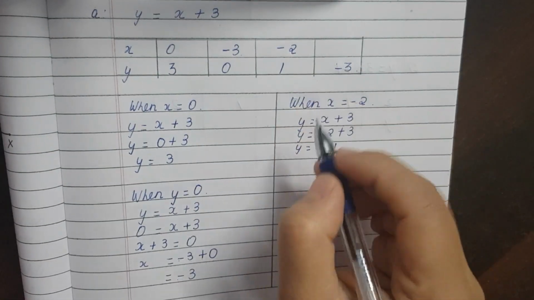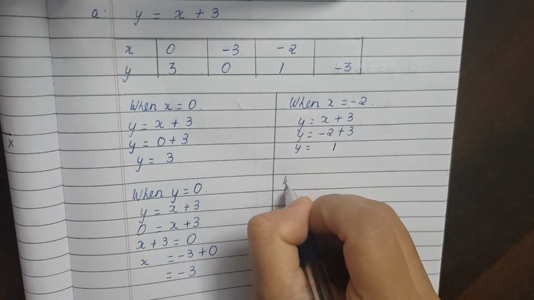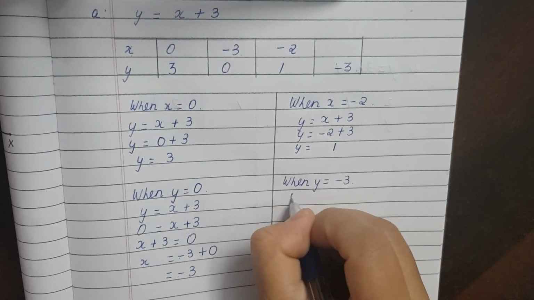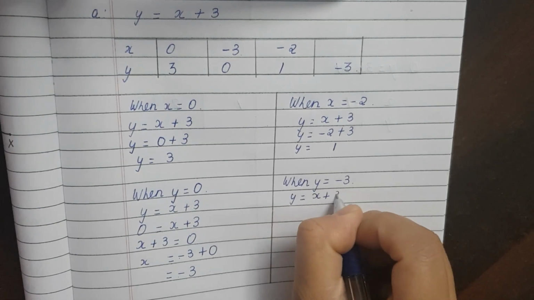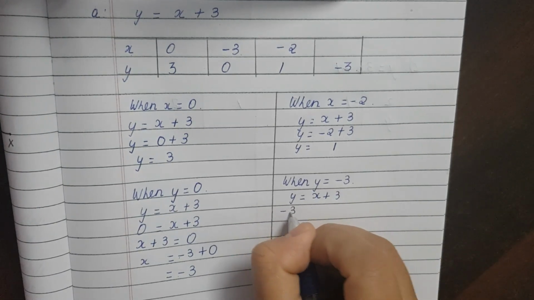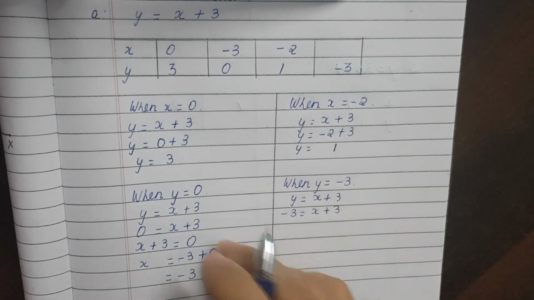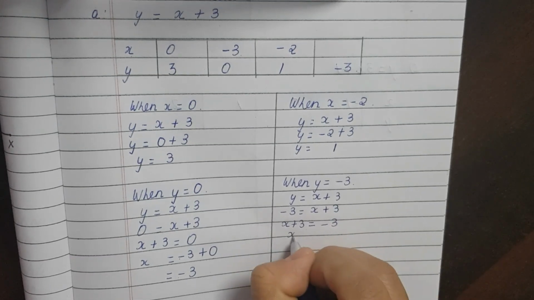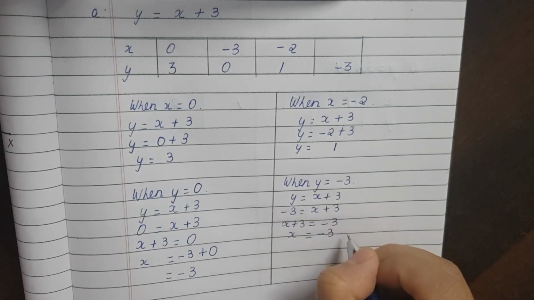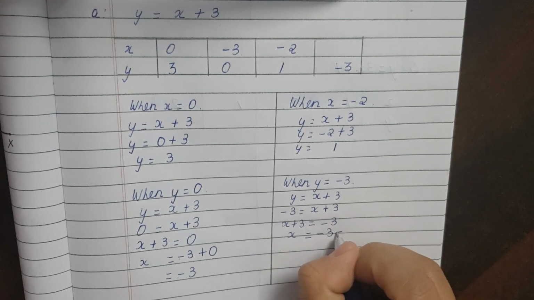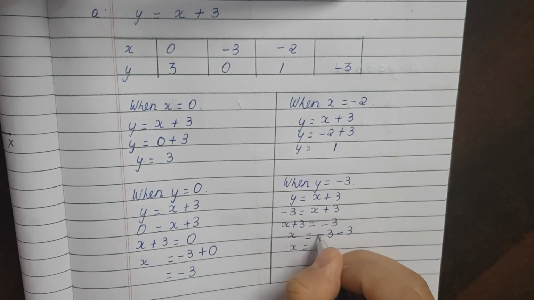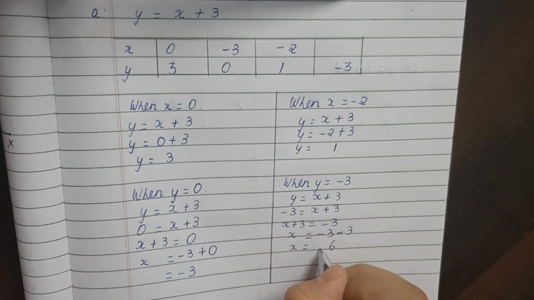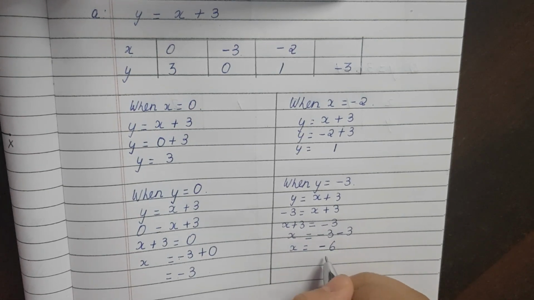Okay, so the next one is when y is equal to minus 3. So the equation is y is equal to x plus 3. So minus 3 is equal to x plus 3. So first let's interchange and write it: x plus 3 is equal to minus 3. So x is equal to minus 3, this plus 3 goes to the right hand side and becomes minus 3 again. So x is equal to, both are minus, so what we have to do is addition. So 3 plus 3 is 6. Since the signs are the same, we just put minus. So x is equal to minus 6.